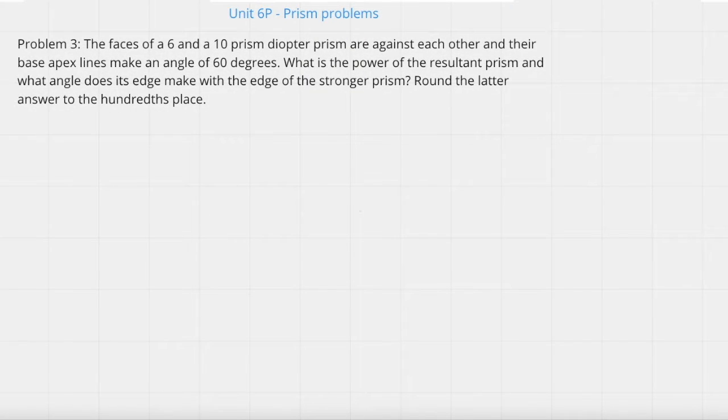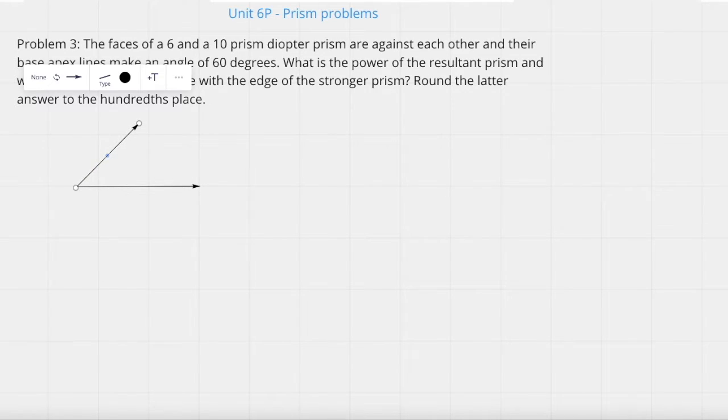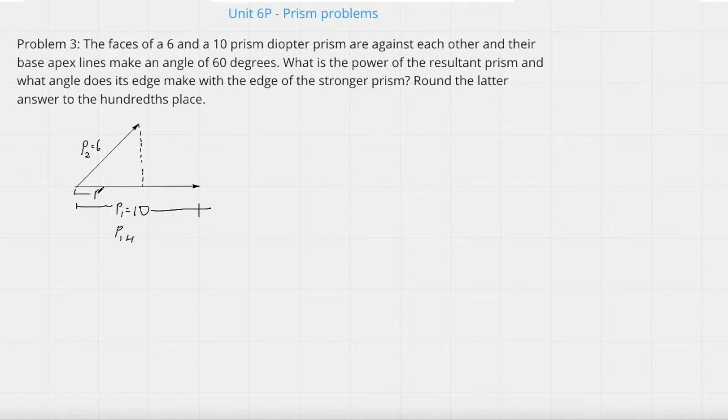Problem 3, the faces of a 6 and a 10 prism diopter prism are against each other, and their base apex lines make an angle of 60 degrees. What is the power of the resultant prism, and what angle does its edge make with the edge of the stronger prism? So if you recall, in Unit 6, I said I would show you how to solve this kind of problem using vectors. So I've drawn a horizontal arrow, which corresponds to P1, or the 10 prism diopter prism, and a diagonal arrow, which corresponds to P2, or the 6 prism diopter prism.